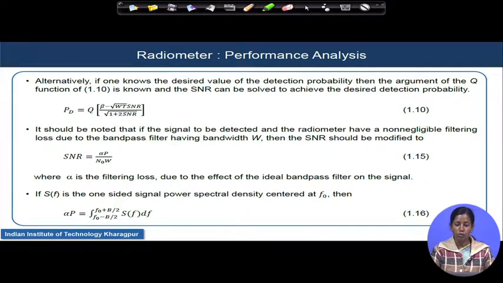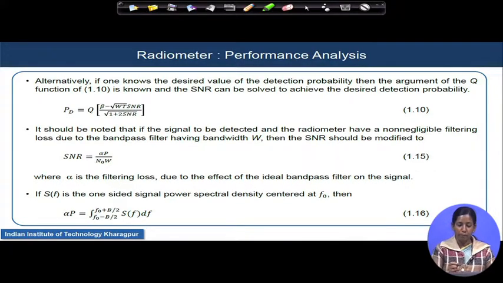Alternatively, suppose you know the detection probability itself, then the argument of this Q, of this detection probability, you can calculate, and then you can also calculate the SNR if beta is given. So vice versa: either you know SNR and you compute the detection probability, or you know the detection probability and the beta value, and you compute the SNR.